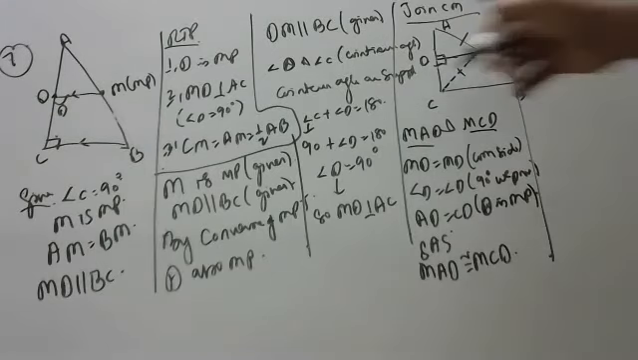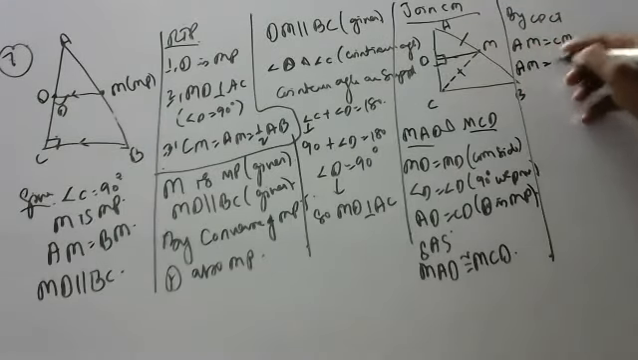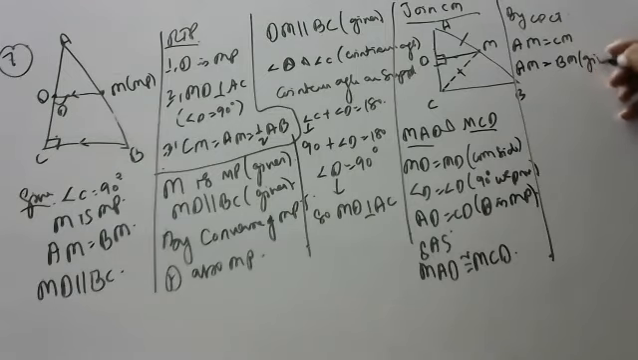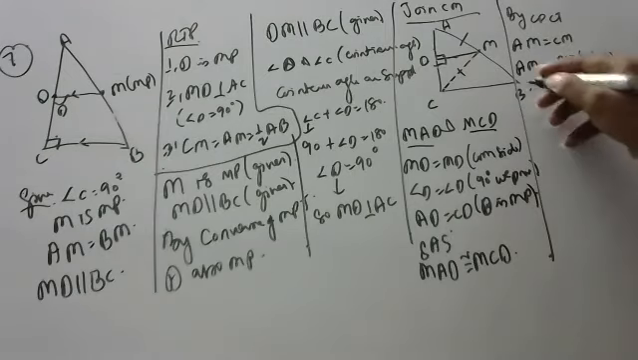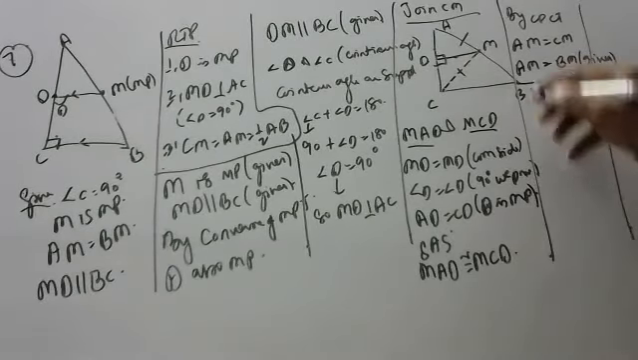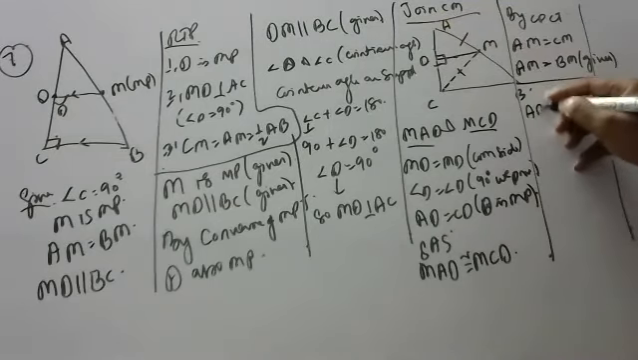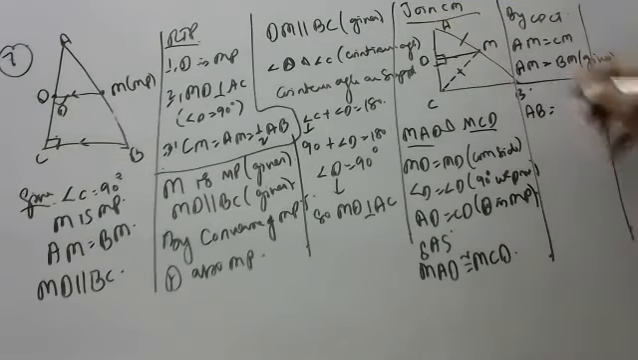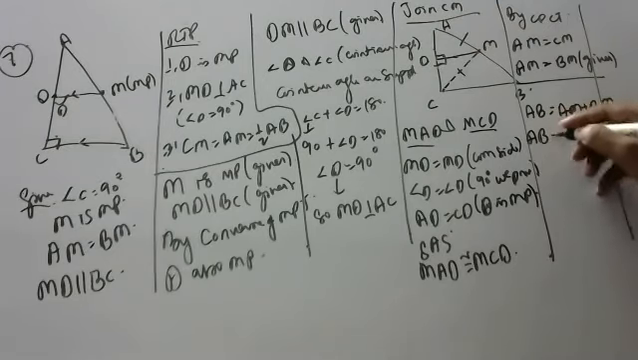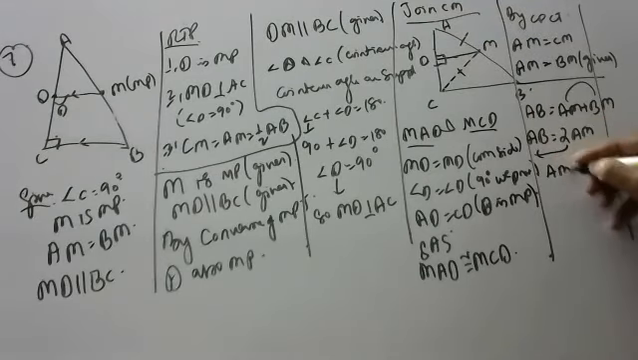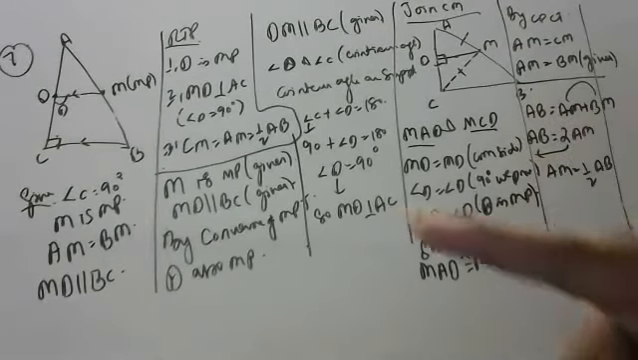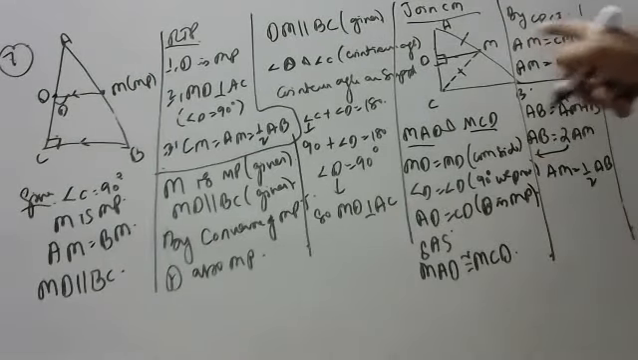But AM is already equal to BM, given. So now what do we write, children? Last step. AB we can write as AM plus BM, which is 2AM, because AM and BM are equal. So AM is half of AB. And AM and CM are equal.